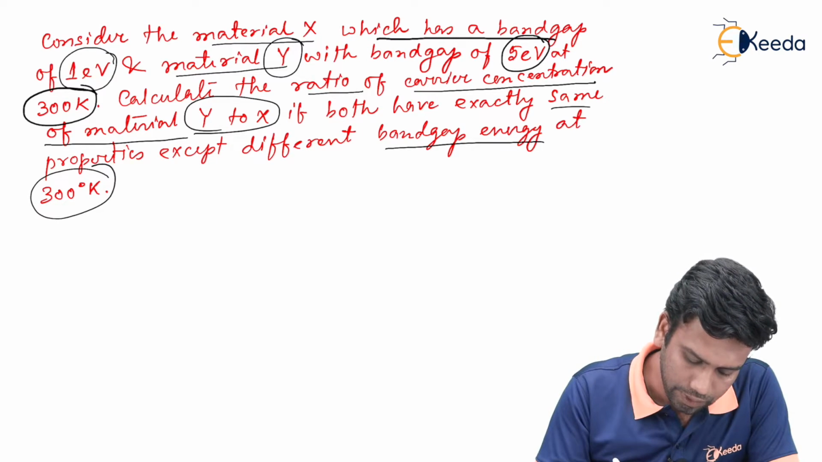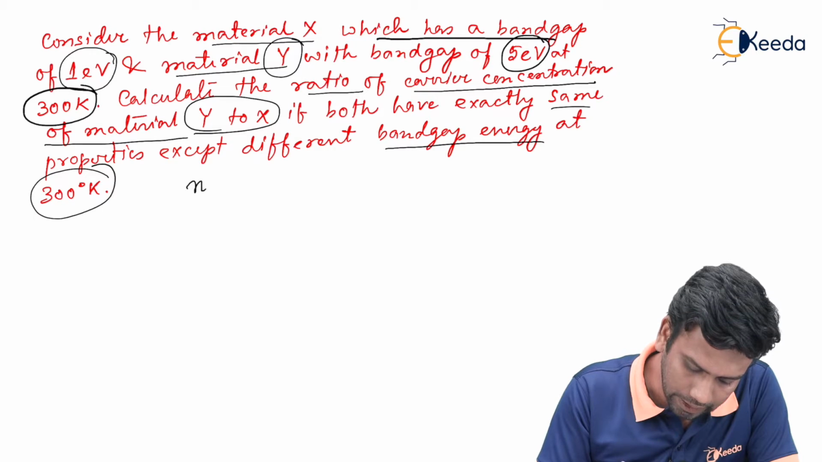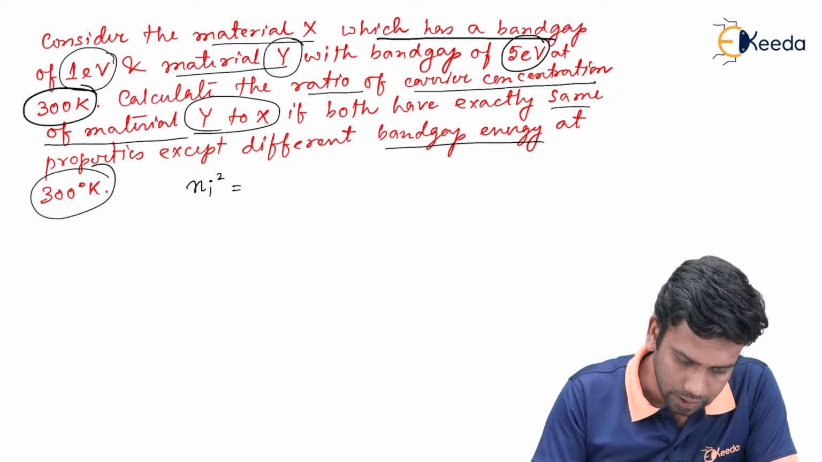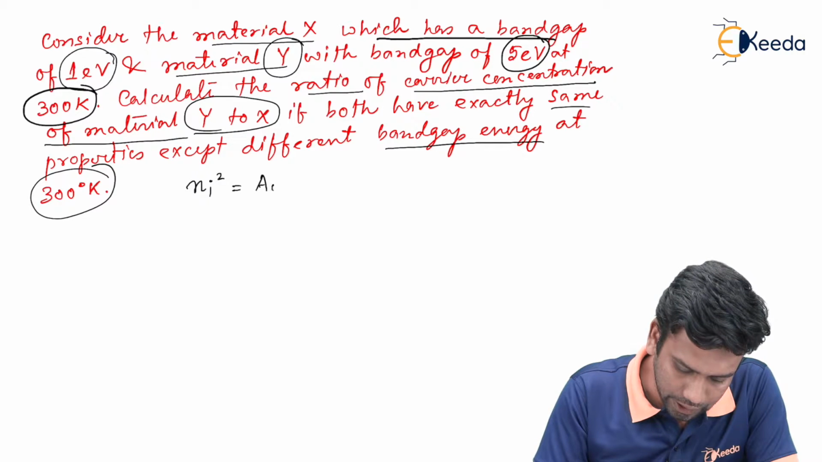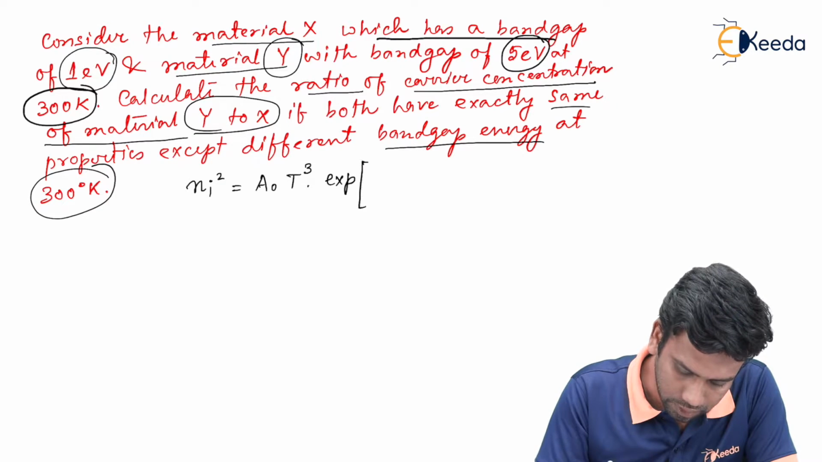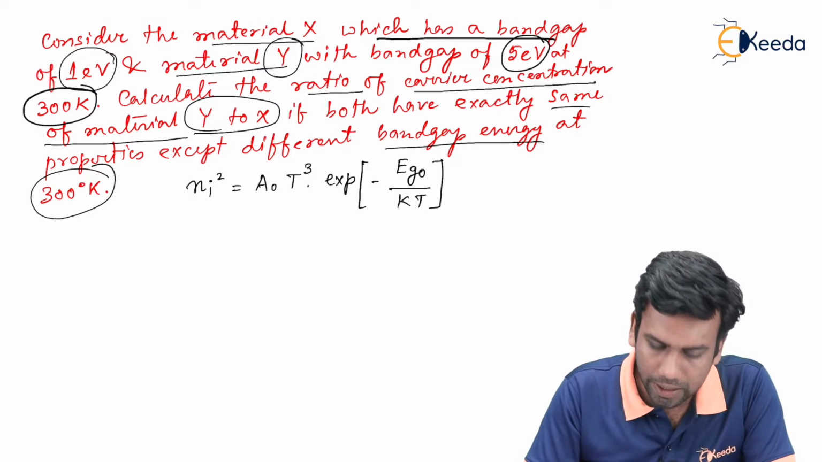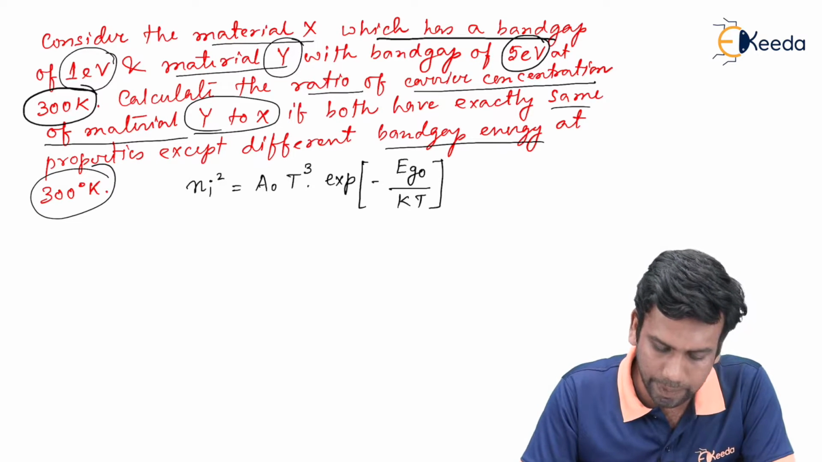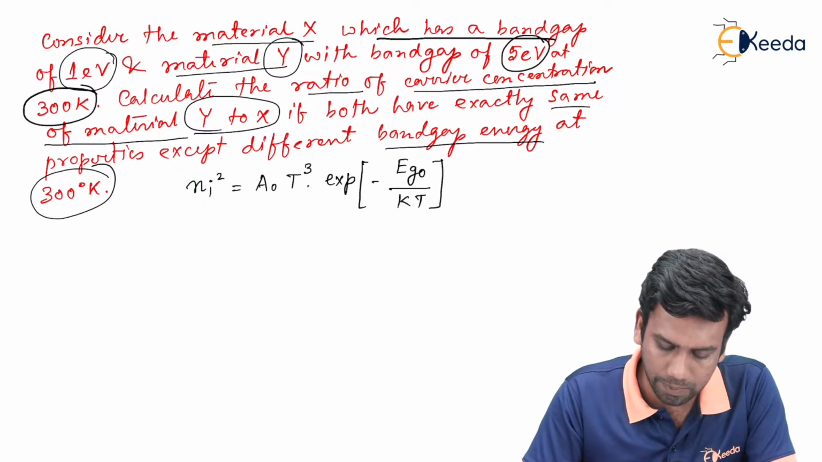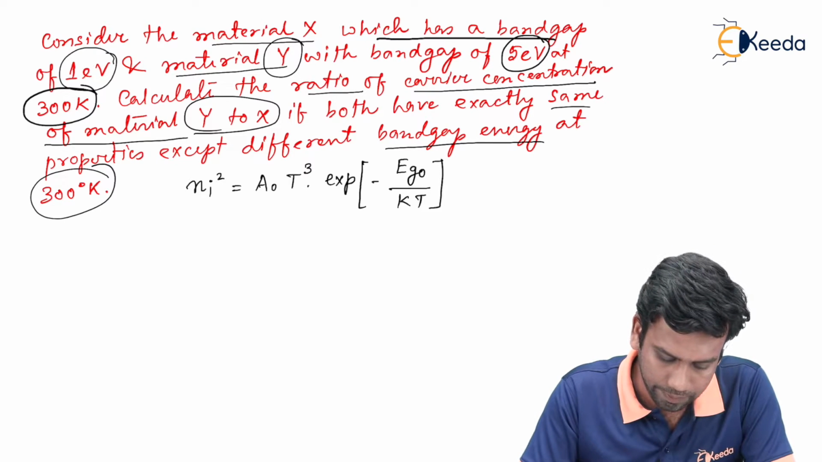Now we know that the carrier concentration ni square is related by the equation A0 T to the power 3 exponential minus Eg0 divided by kT, where Eg0 is the band gap of the material at temperature equals 0 K.